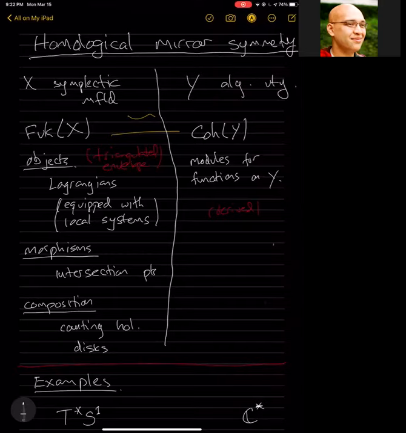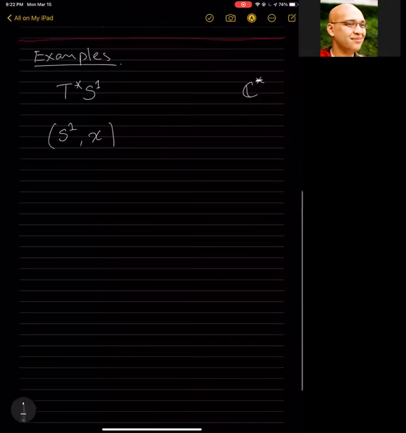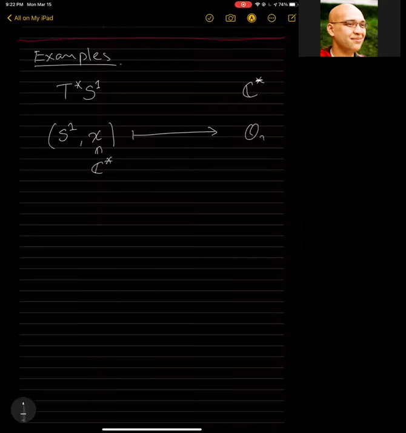Let me do a few examples. So if I take the zero section and I put a rank 1 local system on it, such a local system is characterized by its monodromy, and its monodromy is an element in C star. And what mirror symmetry does, and I'll explain why, give a construction of this later, is that it would send this object to the structure sheaf at that point.